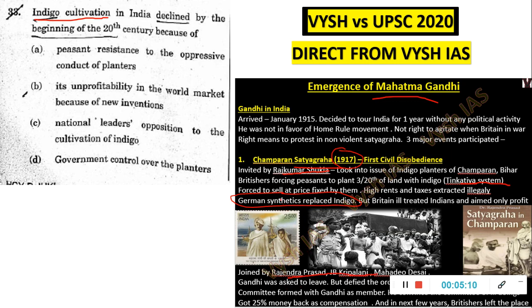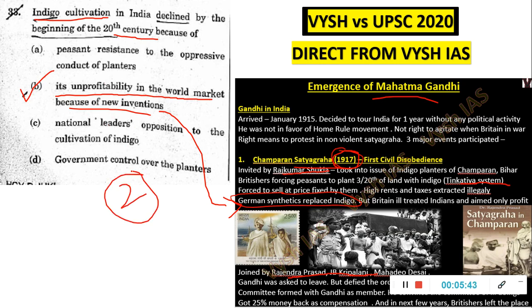So here, if you see indigo, what was the problem there? The German synthetics started replacing indigo. So here, if you see, its unprofitability in the world market because of new inventions. That new invention is German synthetic. Because of that, indigo was unprofitable, and that is why it declined at the beginning of the 20th century, that is 1917. So this is a direct spectrum question, and you were expected to do it. If you are not doing these kinds of basic questions, then you will not reach the cutoff marks. 2 marks from these kinds of simple questions you have to gain.